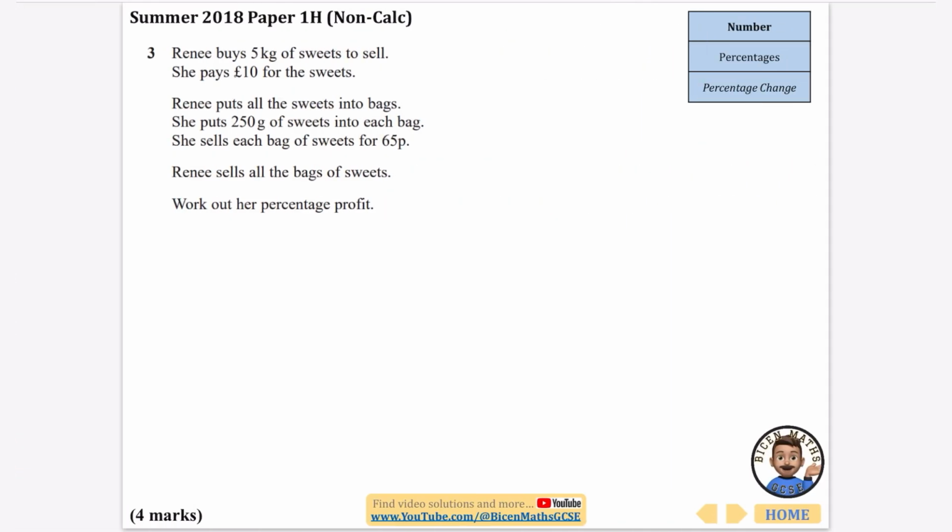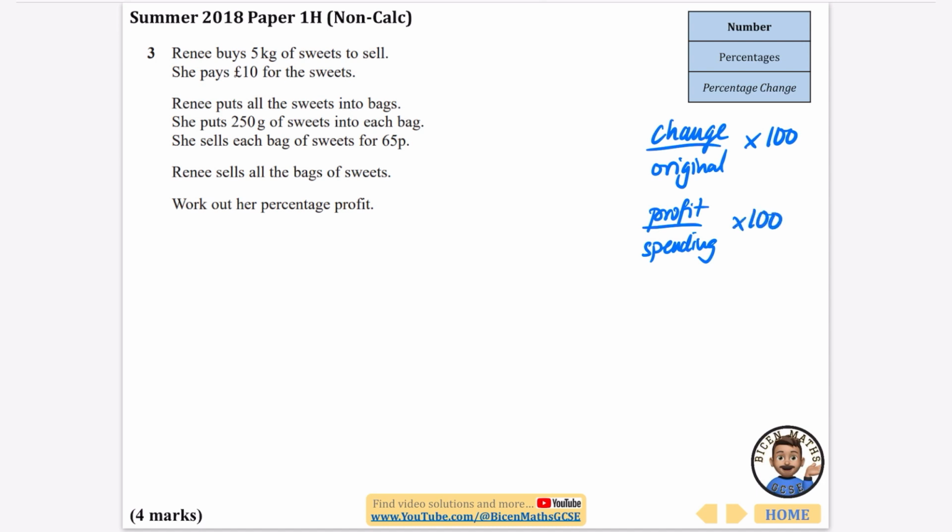Okay, let's see what's going on this time. This is percentage change. It's worth reminding yourself that the formula for this is going to be the change divided by the original times by 100. And if it's a profit one, it will be the amount of profit that's made divided by the spending multiplied by 100. So let's see what this question is going to be.